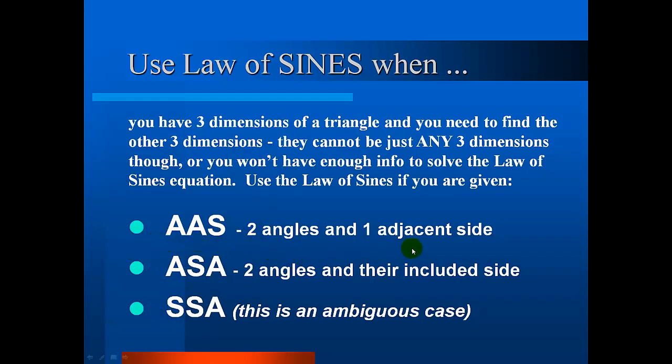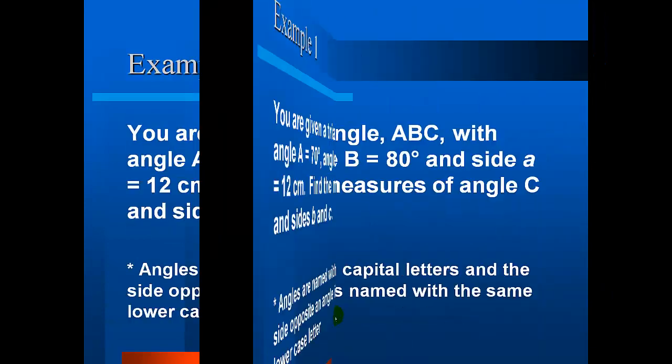I've got 2 angles and one adjacent side. Angle, side, angle: I've got 2 angles and their included side. And side, side, angle, where we have 2 sides and an unincluded angle. Now, you're going to see that SSA situation creates what's called an ambiguous case because it could create 2 triangles, 1 triangle, or no triangle, depending on the situation.